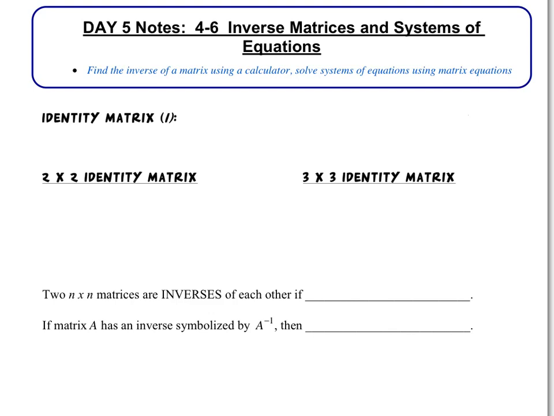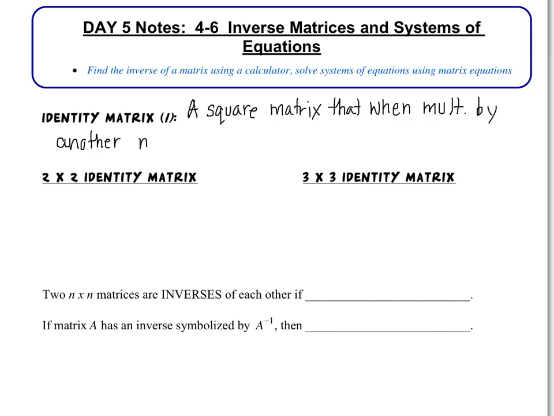So the first thing we need to talk about today is the identity matrix. And what that is, it's a square matrix that, when multiplied by another matrix, equals that same matrix.